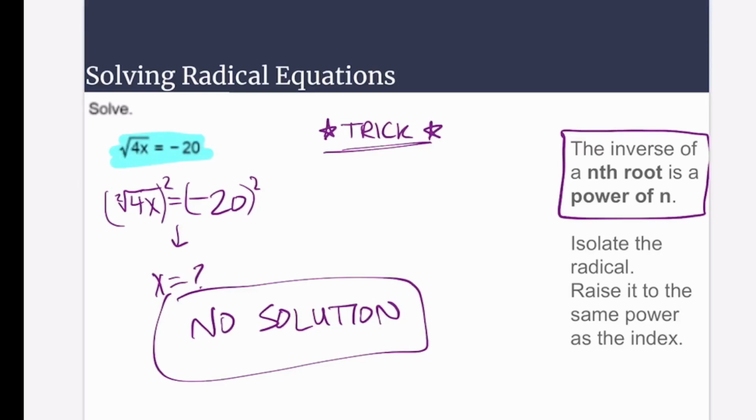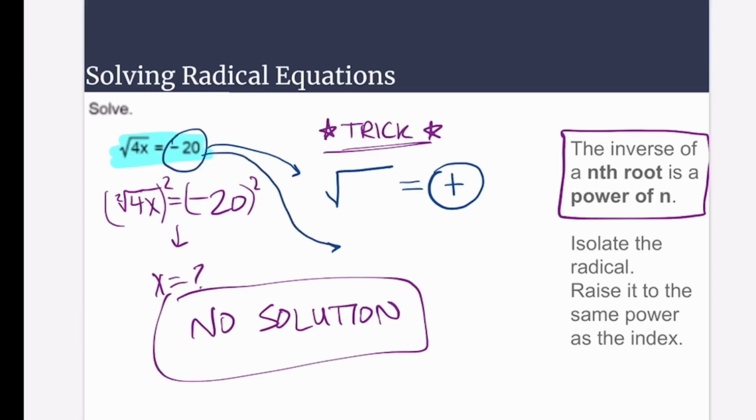concepts. So what I mean by that is the square root of a number defaults into a positive answer. Because this original problem is equal to a negative, you can look at the problem and immediately recognize this is not going to have a solution because the principal root is going to be positive. You have an equation that shows a radical is equal to a negative numerical value, which isn't going to work. So that's a trick. Recognize that as you're doing them.